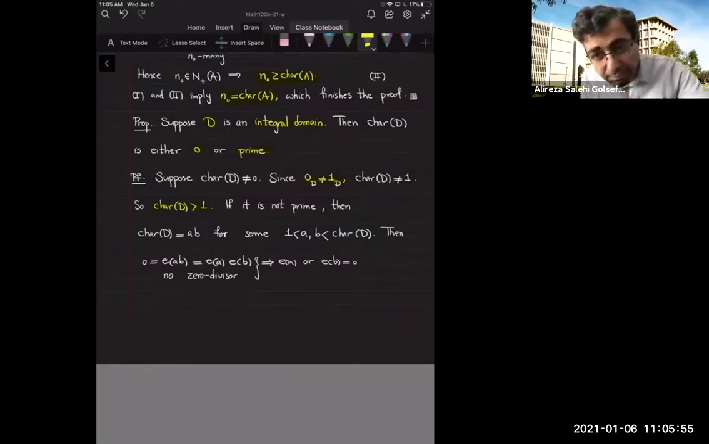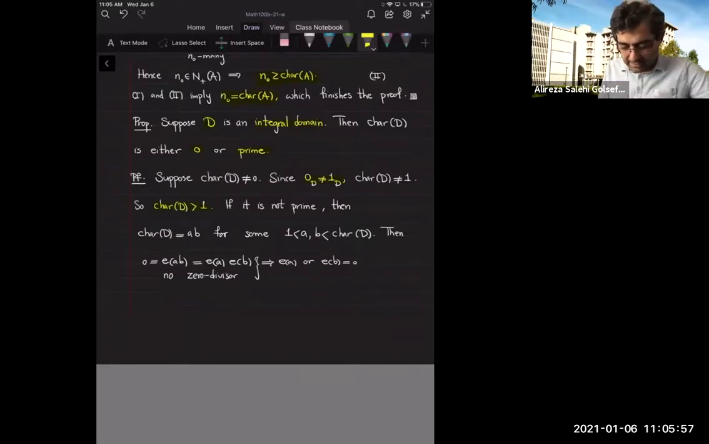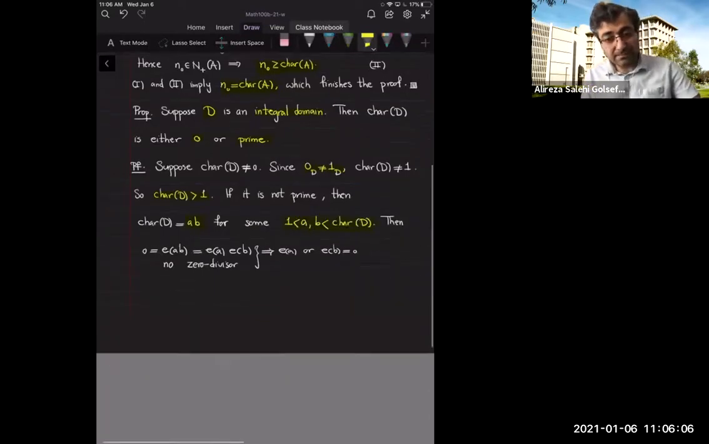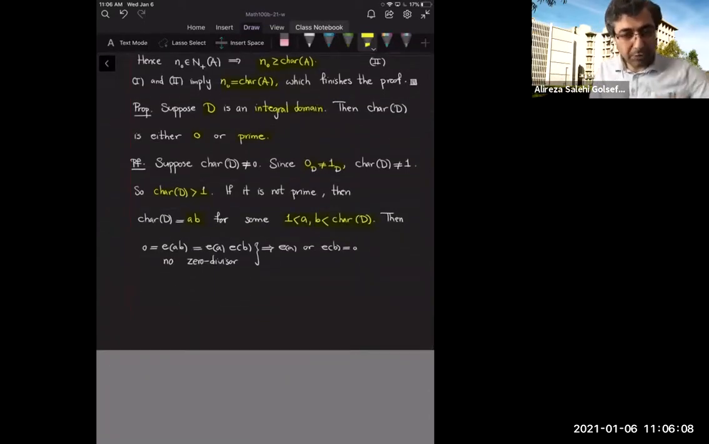Now, if it is not prime, then I can write it as A times B, where both A and B are integers more than 1 and strictly less than the characteristic. Now apply our ring homomorphism E. So E of AB is 0, but it's a ring homomorphism, so it is E of A times E of B. We have no zero divisor, so if E of A times E of B is 0 in this ring, then one of them should be 0. So it's either E of A is 0 or E of B is 0.